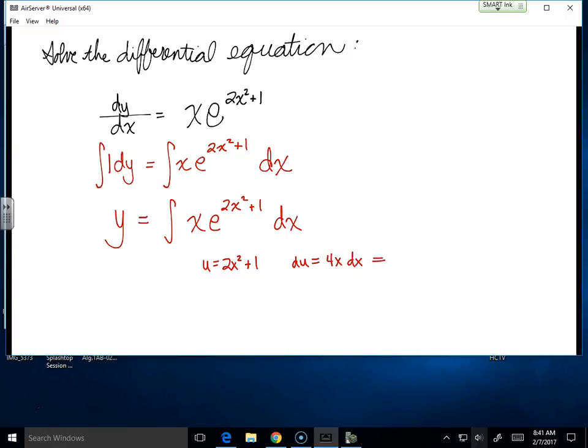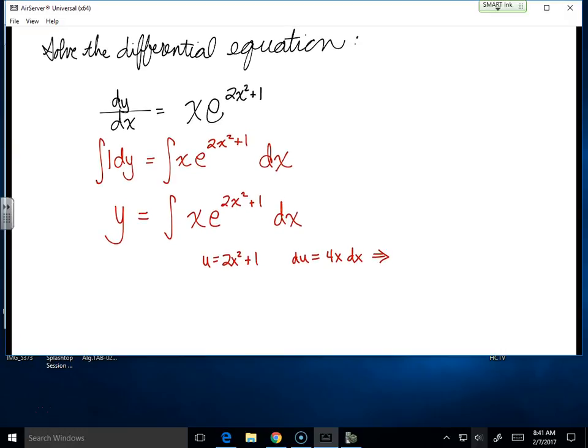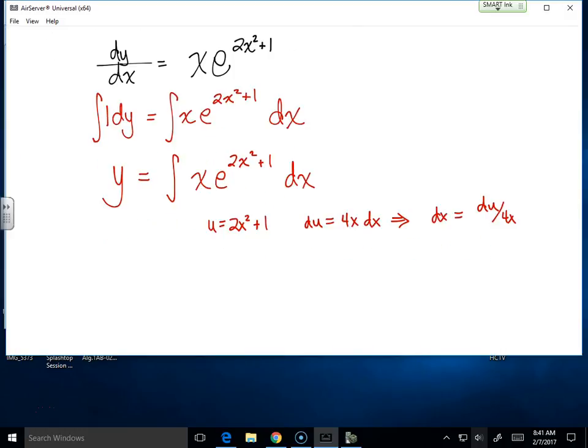How do I use this little du expression? Solve for dx. And then the name of the game is plug it in and simplify. So we end up with y is equal to, then we plug and chug: e to the u times du over 4x. Why did I say plug it in, then simplify? Because I can cancel out these little guys that are in common, right? Let's go ahead and reduce.